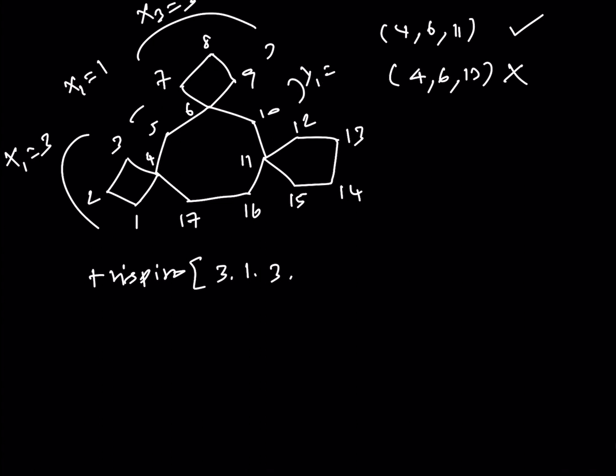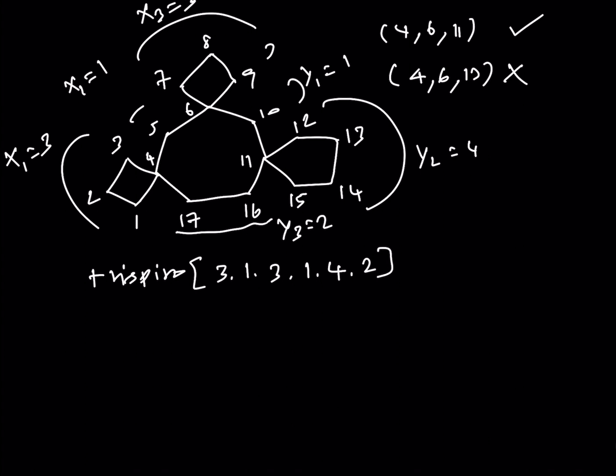So the value of y1 is 1, and then the value of y2 is 4, and then the value of y3 is 2. So 3.1.3 and then 1.4.2 heptadecane. Now we need to mention the superscripts, the position of the spirocenters.